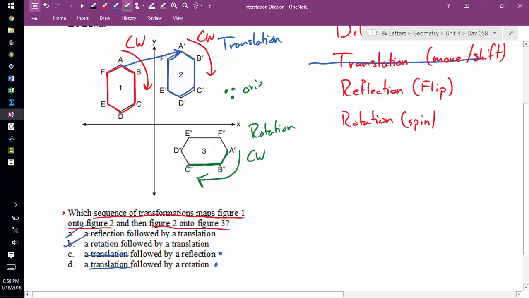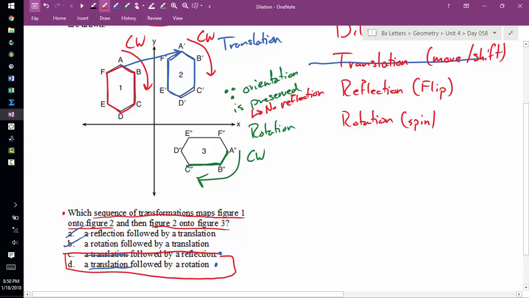Because orientation is preserved, that's how I know a reflection didn't happen. I can conclude no reflection because orientation would have switched. So that allows me to rule that into choice C, guaranteeing the answer is D, the translation, followed by what looks to be a 90-degree rotation clockwise.